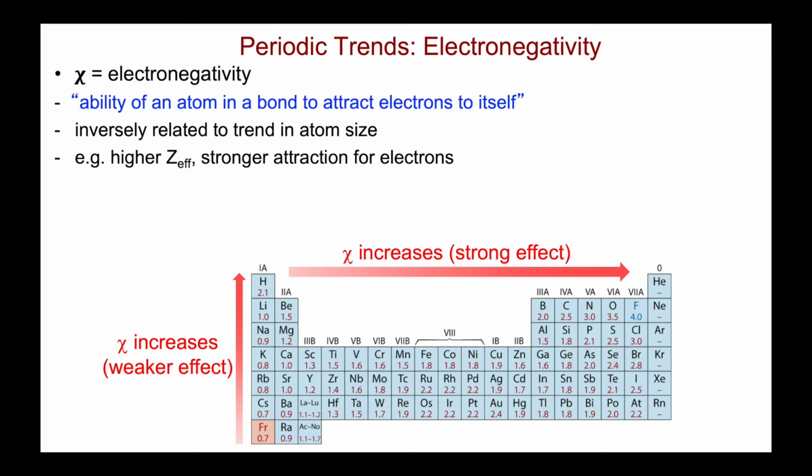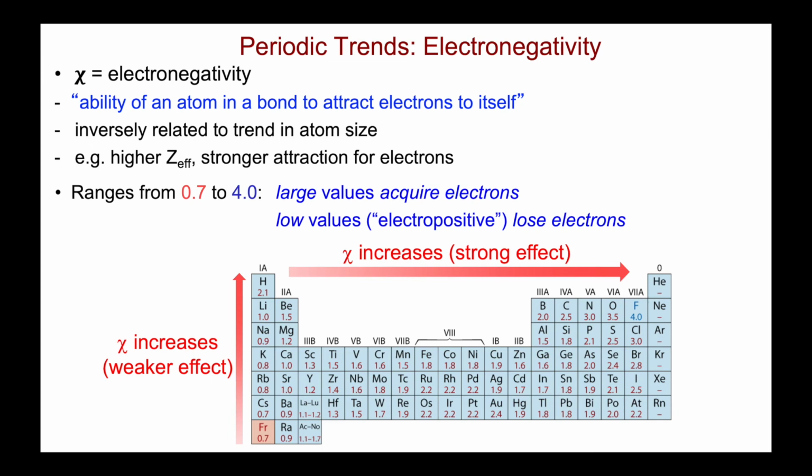Also, chi increases going up a group. This is a weaker effect compared to the left to right trend, but hopefully we can also rationalize this. We know going down a group the atom size increases due to the radial extent of the orbitals. And so if the orbitals going down a group are further away from the nucleus that is attracting them, then they won't be as strongly bound. In other words, atoms at the top will have a higher Z effective and therefore a higher electronegativity.